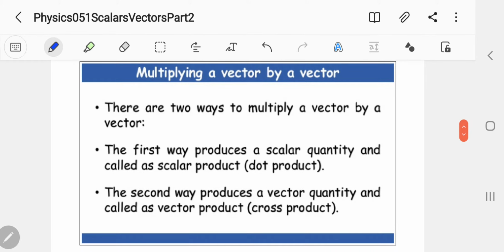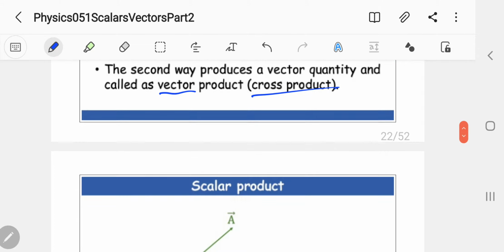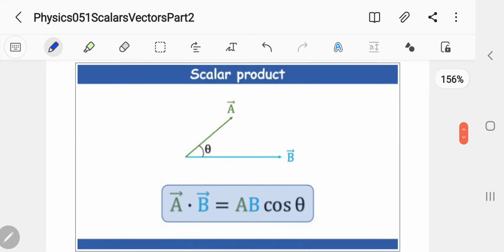There are two ways to multiply a vector by a vector. You can use the dot product and the cross product. The dot product is a scalar product. It means that it has no direction, and the other one is a vector product. The product is a vector and has a direction. So the scalar product A dot B is defined as AB cosine theta.